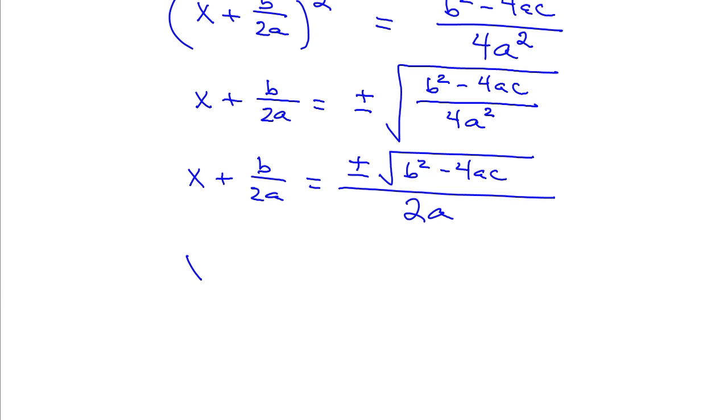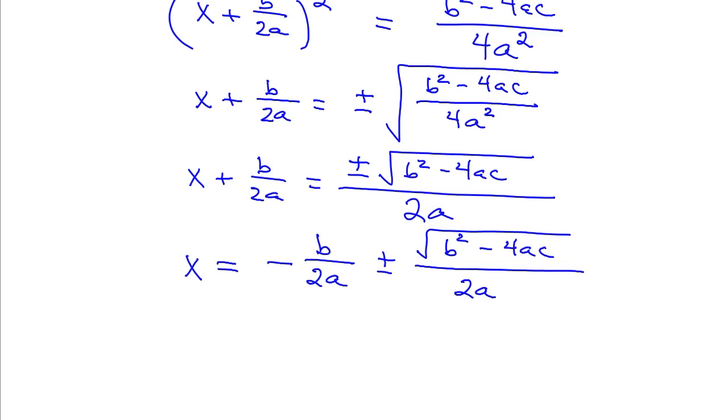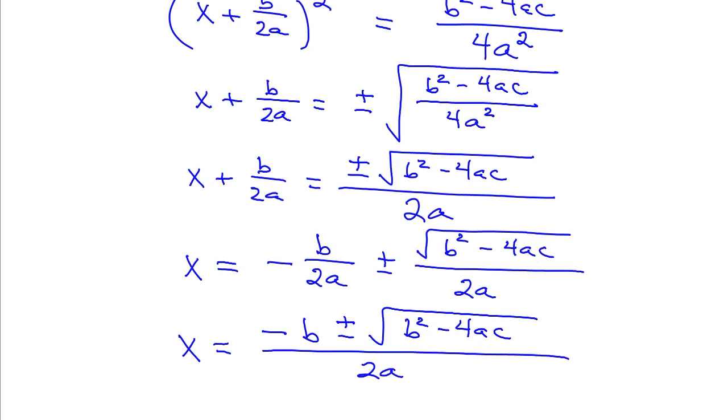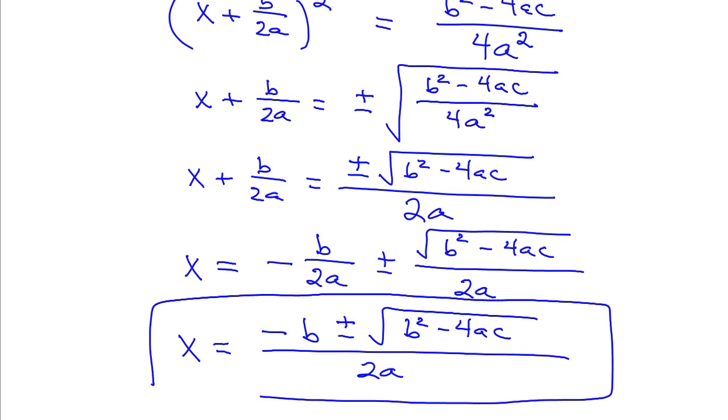And 2 more steps. Let's move the b over 2a to the right side. So we get negative b over 2a plus or minus the square root of b squared minus 4ac over 2a. And then, of course, they have the same denominator, and we combine them. So it's negative b plus or minus the square root of b squared minus 4ac over 2a. And of course, that is the quadratic formula.